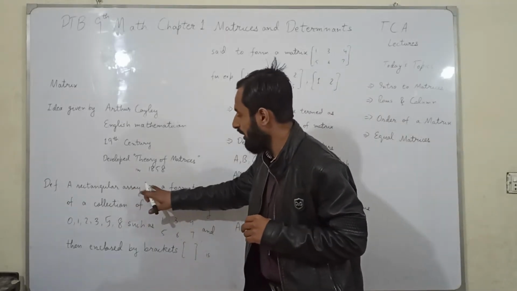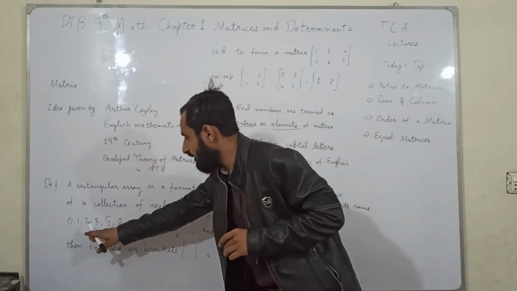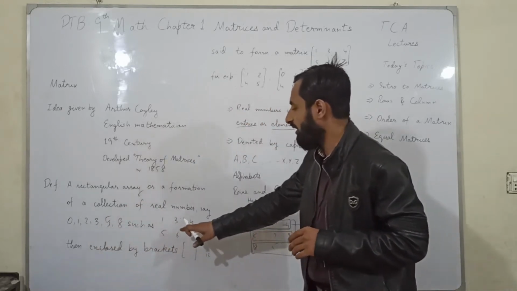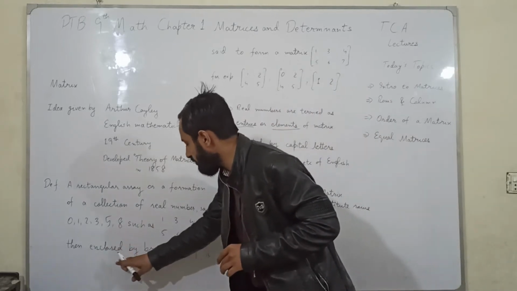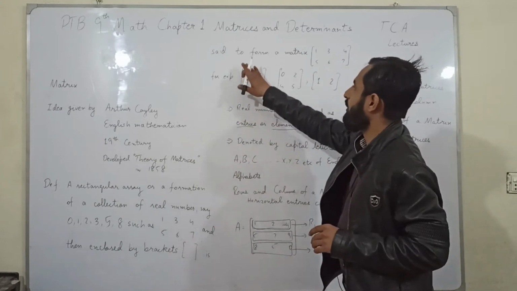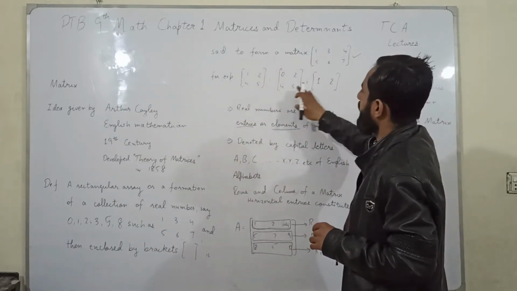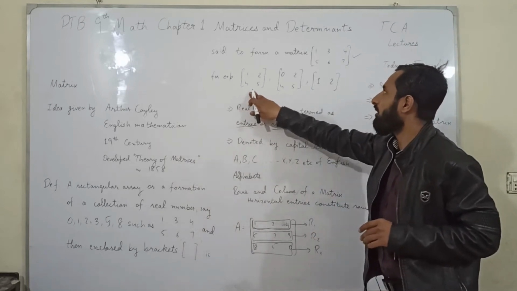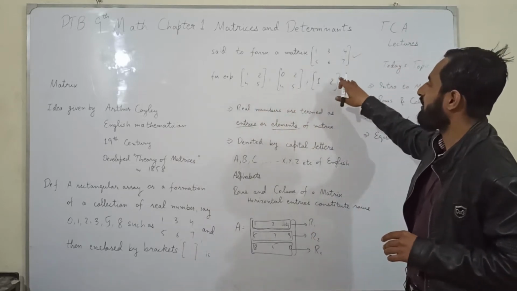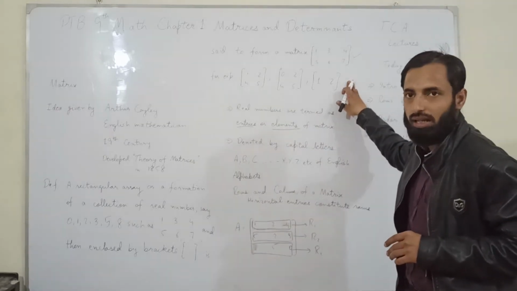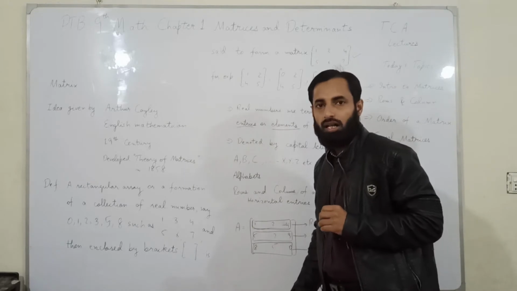So a rectangular array, or a formation of a collection of real numbers such as 0, 1, 2, 3, 5, 8 and 1, 3, 4, 5, 6, 7, enclosed by a bracket, is said to form a matrix. This is an example of a matrix, and here is another matrix. This is a rectangular matrix, this is a square matrix, this is a square matrix, and this is also a rectangular matrix.